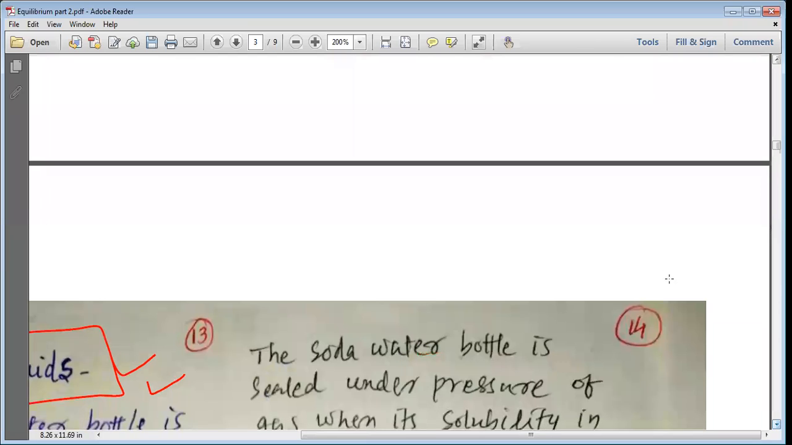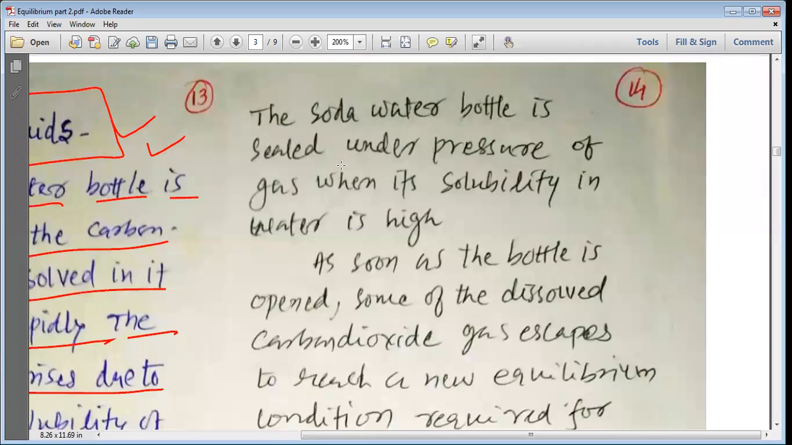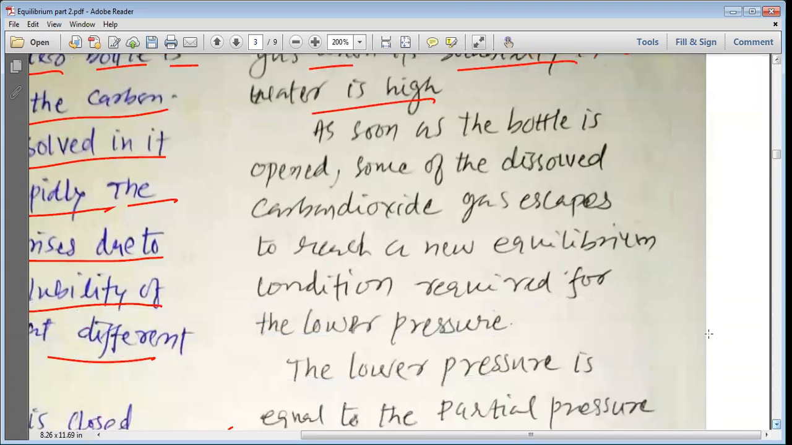The soda water bottle is sealed under pressure of the gas when its solubility in water is high. So, my dear students, soda water bottle is sealed under pressure, so under high pressure, and that is why at high pressure the solubility of gas in water is high.